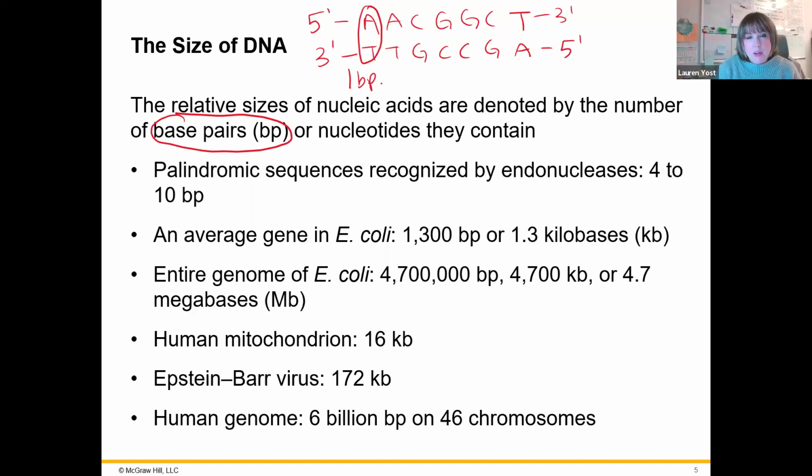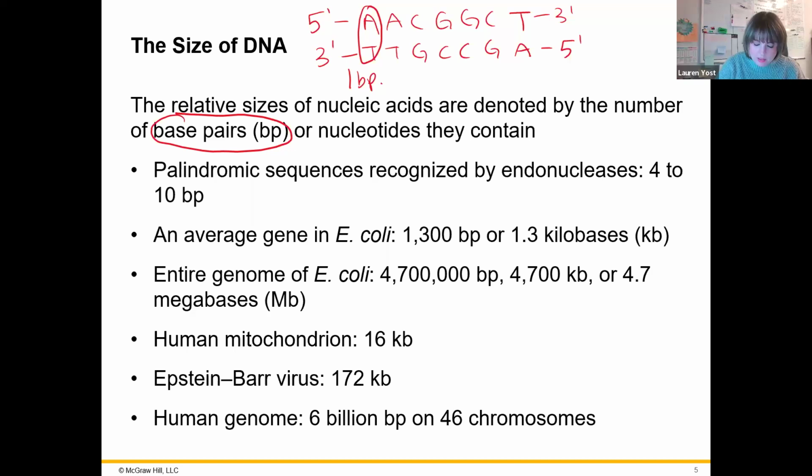We'll talk a little bit about some of our enzymes that are used to cut DNA here in just a moment. But an example of these endonucleases, restriction endonucleases, that cut at sites that we call palindromic sequences, they cut at sites that are anywhere from 4 to 10 base pairs in size. To put that in perspective, the average gene for E. coli is about 1,300 base pairs. The human genome has 20,000 genes, which is a composite of about 6 billion base pairs on 46 chromosomes, 23 pairs of chromosomes. And I'm just giving some relativity for size of DNA here.